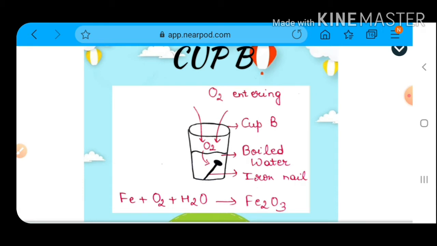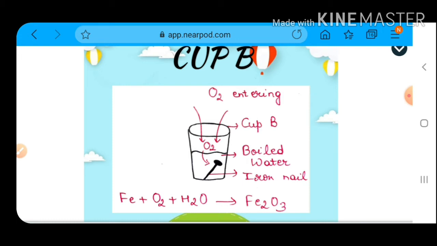Now the iron nail was kept inside the water. Water was very much there, but oxygen was not there in the water. So what happened? Oxygen from the atmosphere entered into the water and reached the iron nail. Now in this case, both water and oxygen were present, and therefore rusting took place.